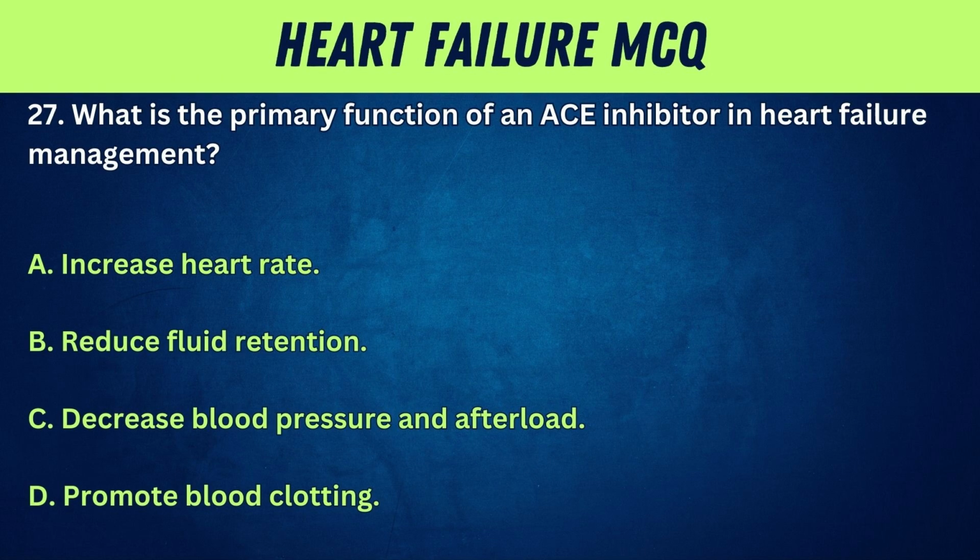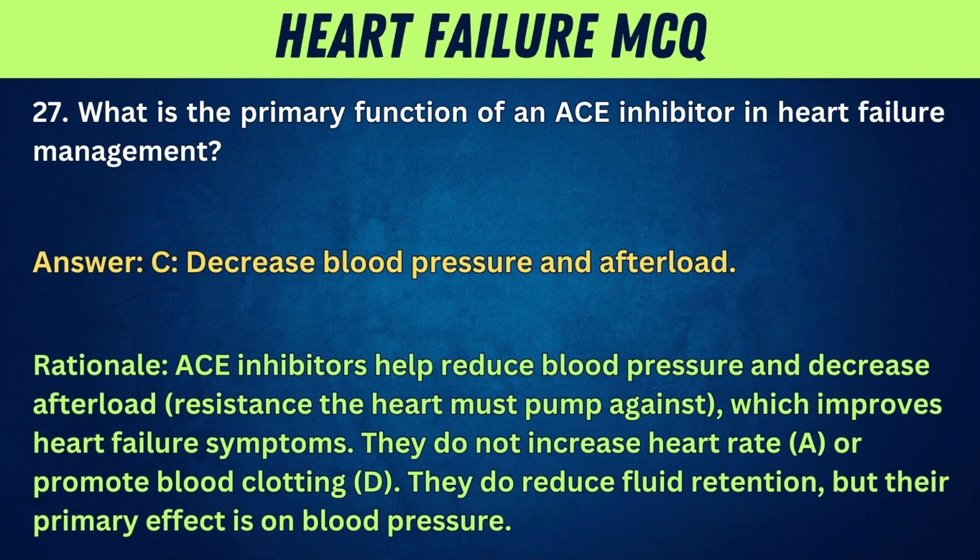27. What is the primary function of an ACE inhibitor in heart failure management? A. Increase heart rate. B. Reduce fluid retention. C. Decrease blood pressure and afterload. D. Promote blood clotting. Answer: C. Decrease blood pressure and afterload. Rationale: ACE inhibitors help reduce blood pressure and decrease afterload, the resistance the heart must pump against, which improves heart failure symptoms. They do not increase heart rate (A) or promote blood clotting (D). They do reduce fluid retention, but their primary effect is on blood pressure.